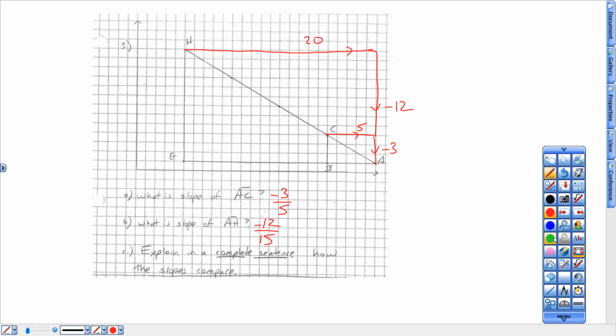And it says, how do they compare? They have equivalent slopes. They have the same value. Make sure you're writing it in a complete sentence with capital letters and then a period at the end of each sentence. How do they compare? The slopes are equivalent. They have the same value, which is -0.6. But again, don't worry about giving me that value. Just find the ratios.